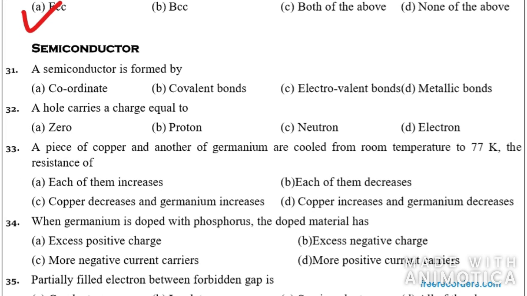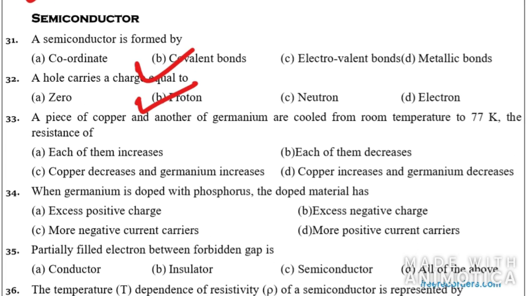Semiconductor is formed by coordinate bonds, covalent bonds, electrovalent bonds, or metallic bonds? Semiconductor is actually formed by covalent bonding. A hole carries a charge equal to 0, proton, neutron or electron. This is the question where everyone goes wrong. So actually the hole carries a proton. It is equivalent to a proton.